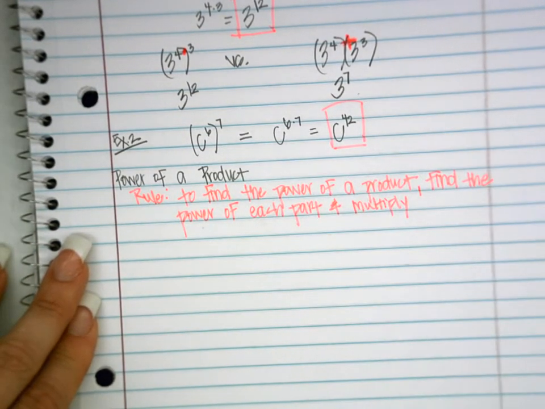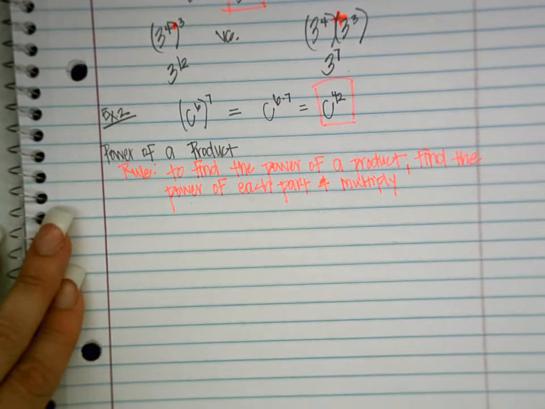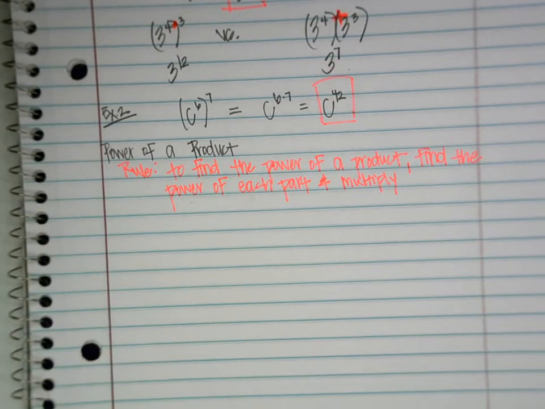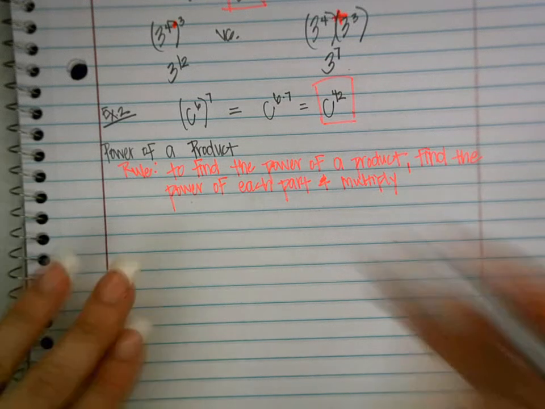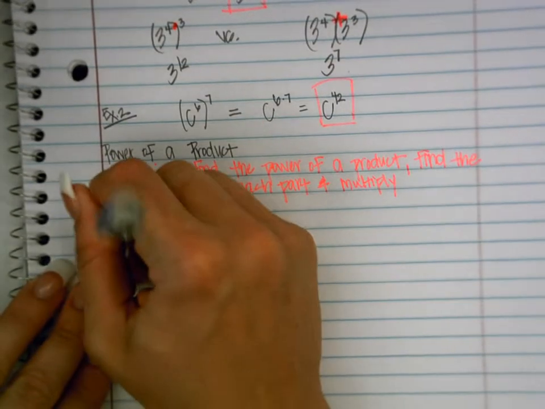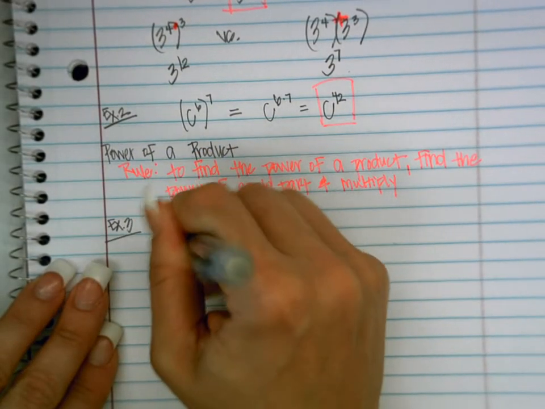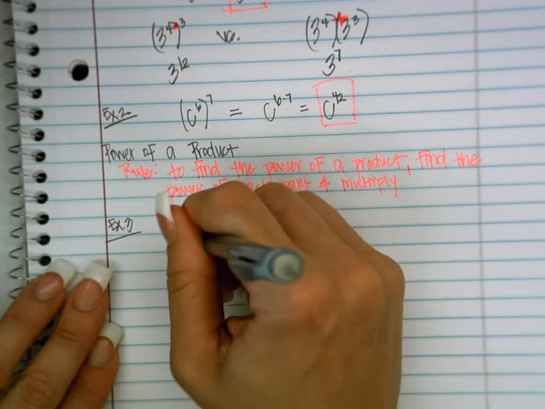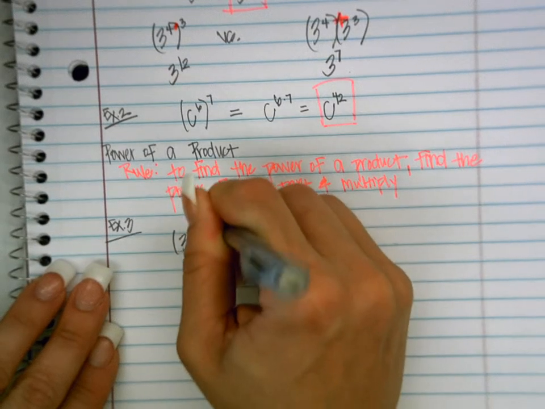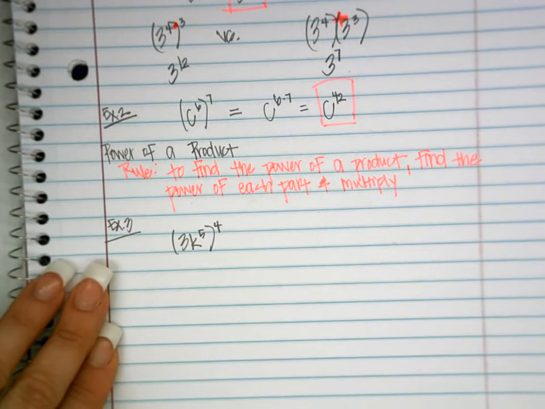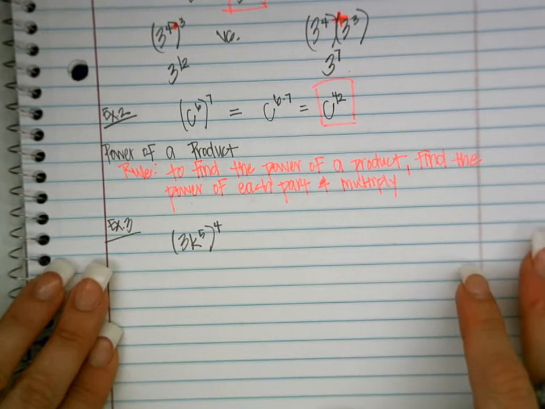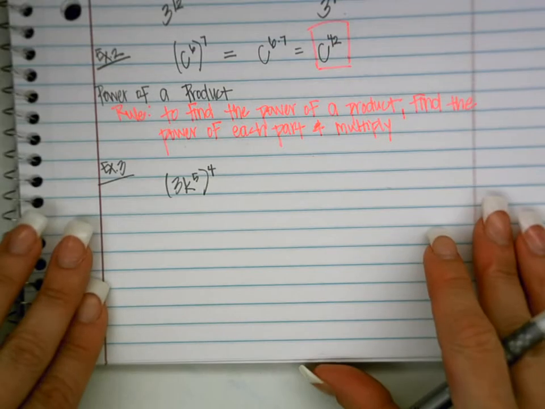Okay, so to find the power of a product, find the power of each part, and multiply. Which kind of doesn't really make a ton of sense until I put some numbers. So for example 3, I would like you to find 3k to the 5th power raised to the 4th power. 3k to the 5th power raised to the 4th power.